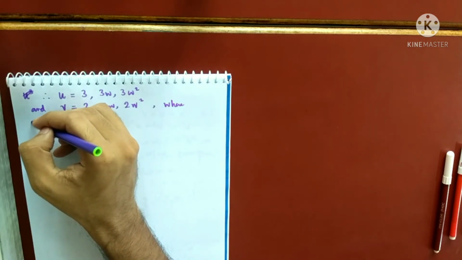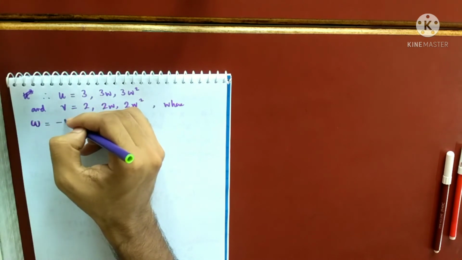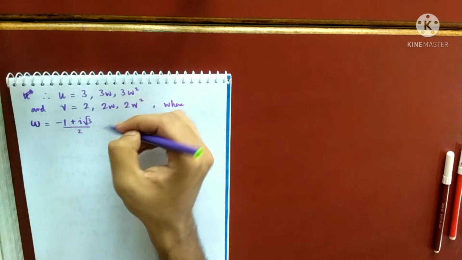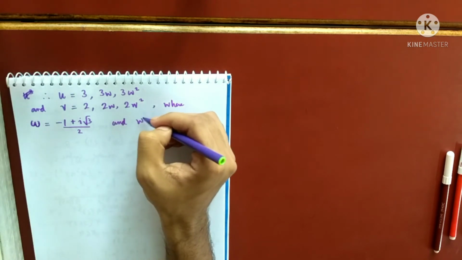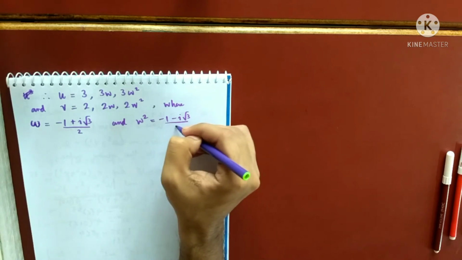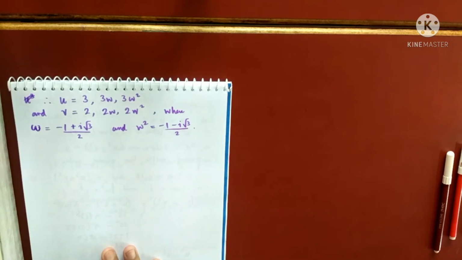omega equals, you know, the cube root of unity, that is nothing but minus 1 plus i root 3 by 2, and omega square, if you compute, it will be minus 1 minus i root 3 by 2. This value of omega you should remember. Omega is a root of x square plus x plus 1 equals 0. Okay, omega and omega square both are the roots of that equation.